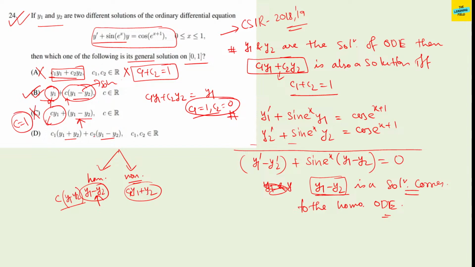The option D says c1 c2 into y2, y1 minus y2. In this case there is no problem in this term, but the term c1 into y1 plus y2, this c1 is also obviously not all the time equal to 1. There is no guarantee that c1 equal to 1. Therefore we can also discard option D. Yes, thank you. So option B is the correct answer for this problem.